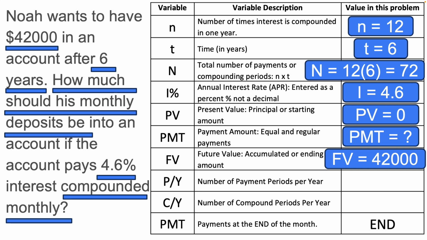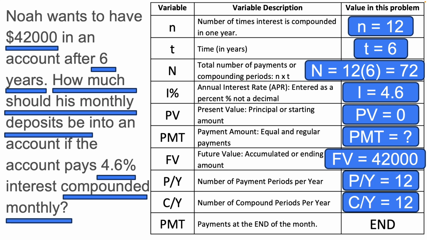Now, PY and CY are the number of payment periods and compounding periods per year. These should always be the same number. And if you look, it says that he's going to make monthly deposits and interest is also going to be compounded monthly. So both PY and CY are going to be 12. Now let's go over to our TVM solver, input these values, and then find the monthly payment.